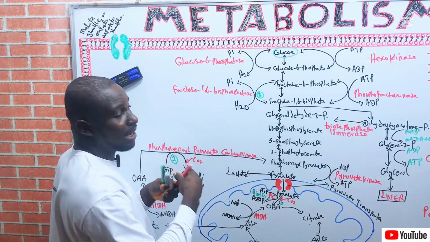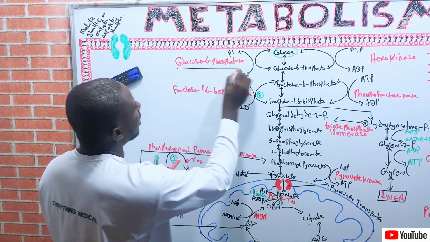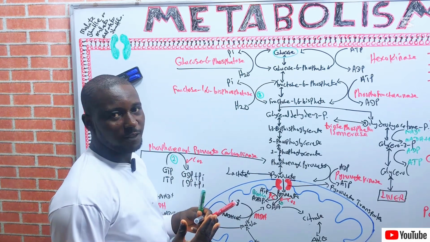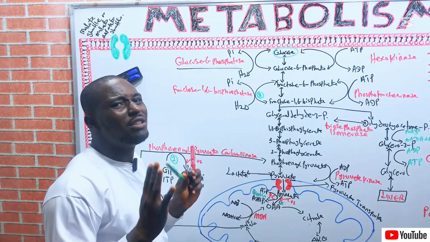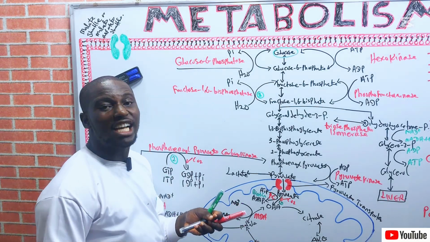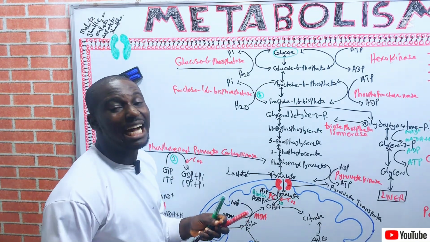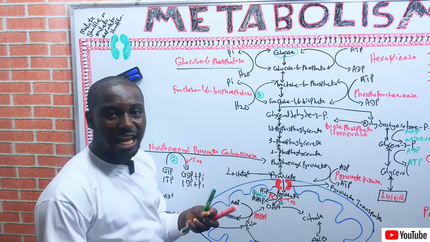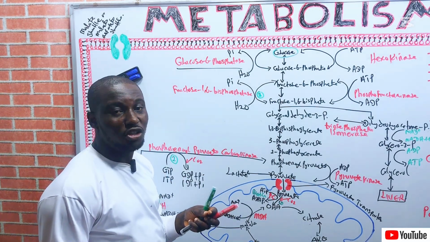This enzyme is a hepatic enzyme. We call it hepatic glucose 6-phosphatase. It is mainly found in the liver. That is why the liver is the only organ that can replenish or influence the blood glucose level, because it is composed of this enzyme.